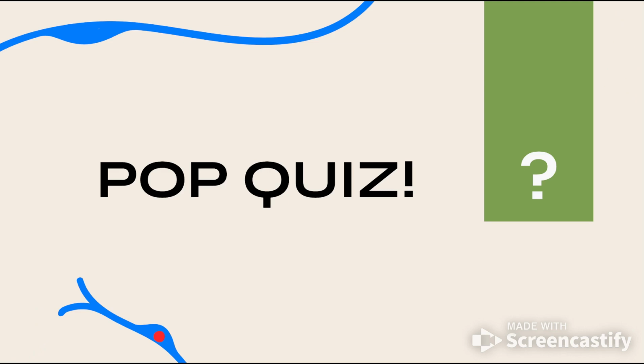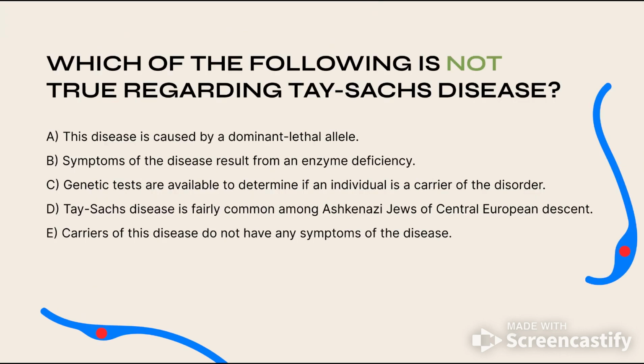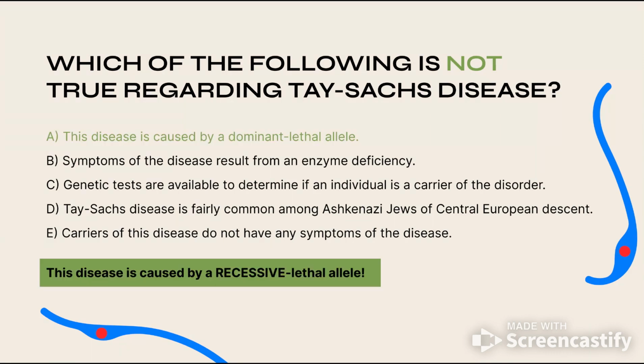Pop quiz. Now, which of the following is not true regarding Tay-Sachs disease? I give everyone a minute to decide. Okay, the answer is A. This disease is not caused by a dominant lethal allele, it is caused by a recessive one.